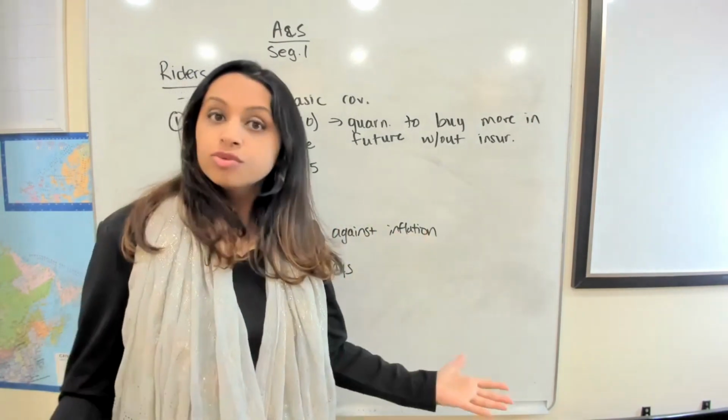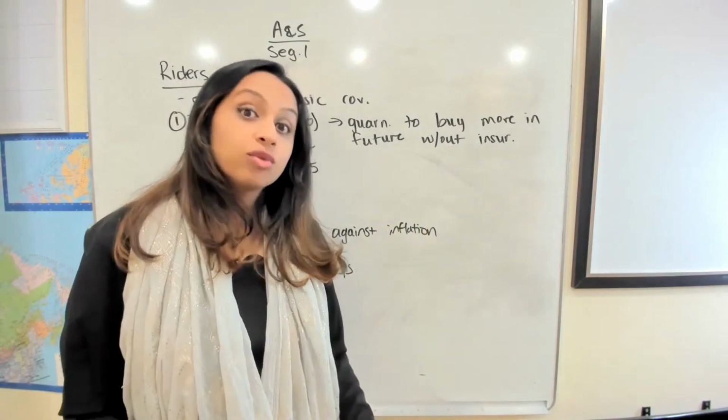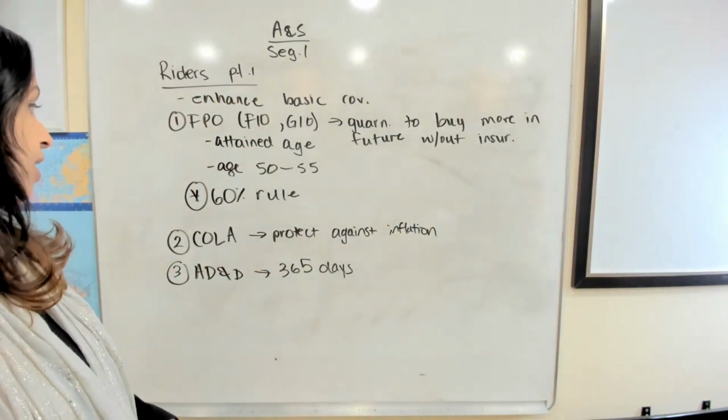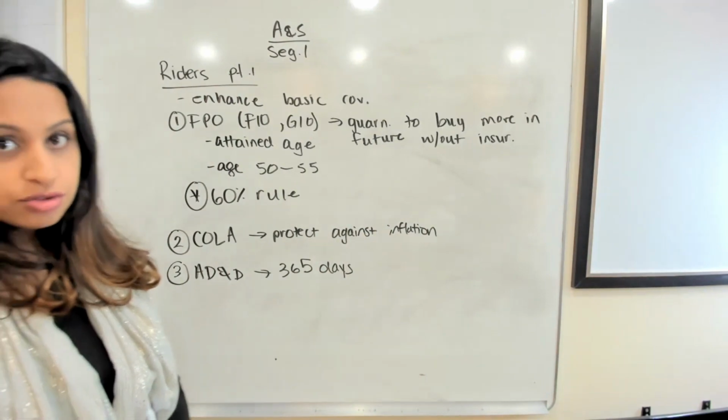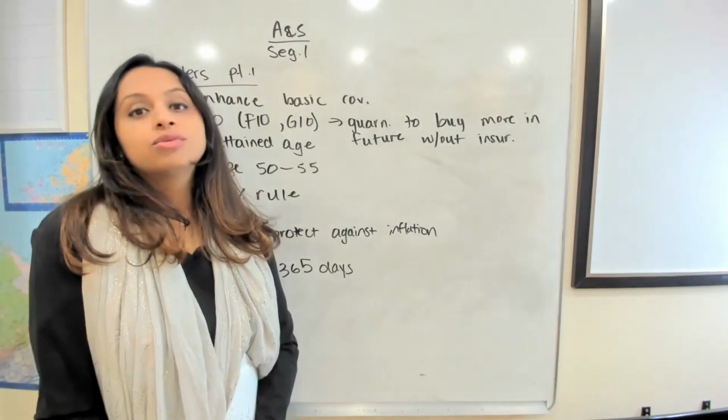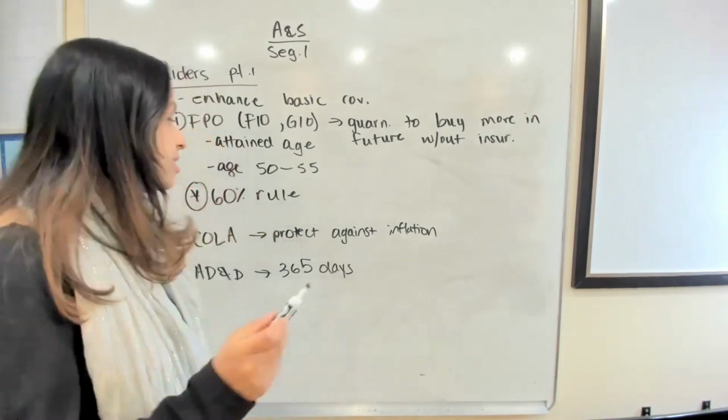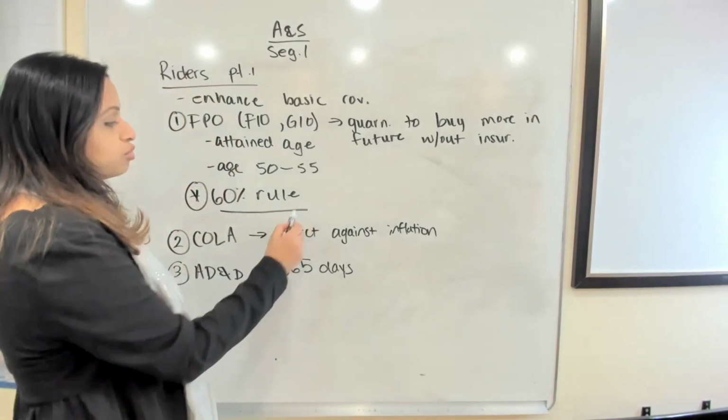So if you use whatever you can by then, and that's it, it's going to fall off. All right. Now, one important rule to remember, and it doesn't apply just to future purchase option, it applies to all disability policies, is the 60% rule.